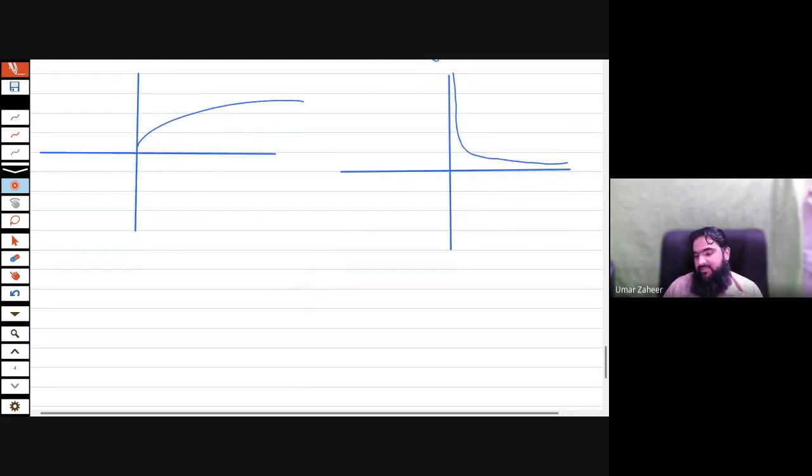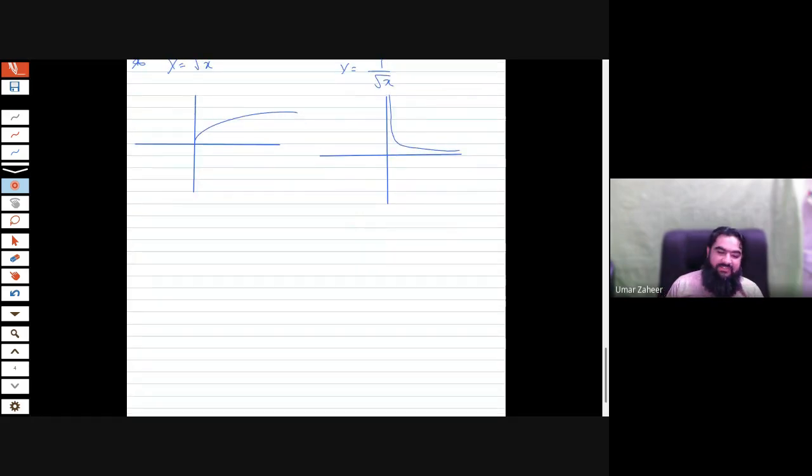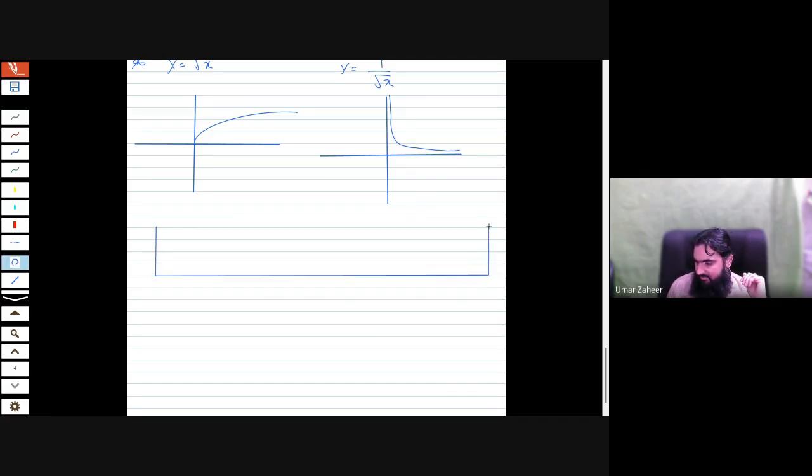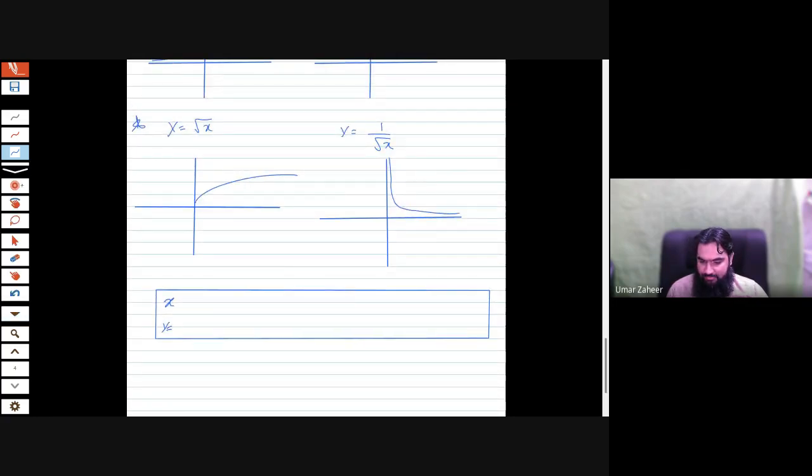Okay, for example, if the examiner gives you a graph and says make a table and do it, you have to make the table and you can find the values by yourself as well. Let's say I'm taking x and y. You want to make the graph of square root of x or 1 by square root of x by using a table.